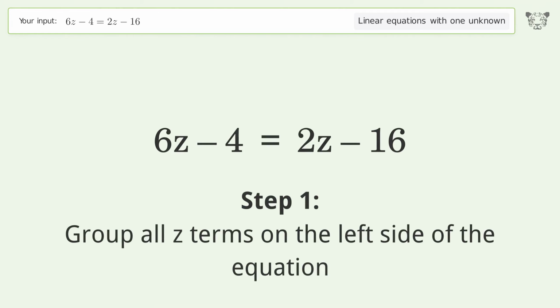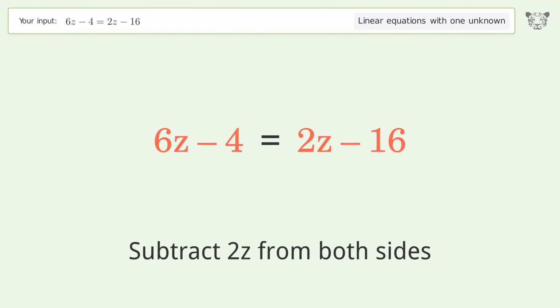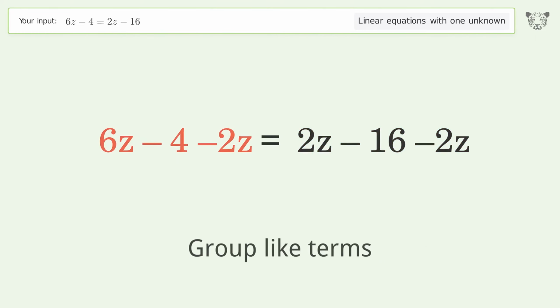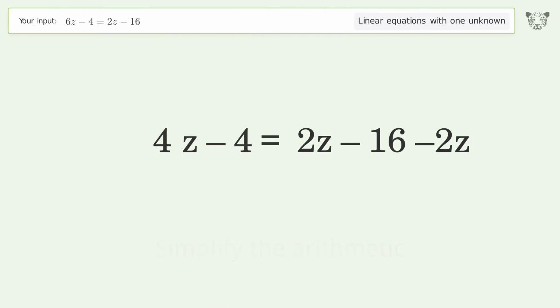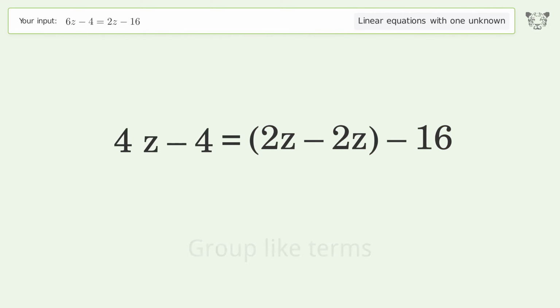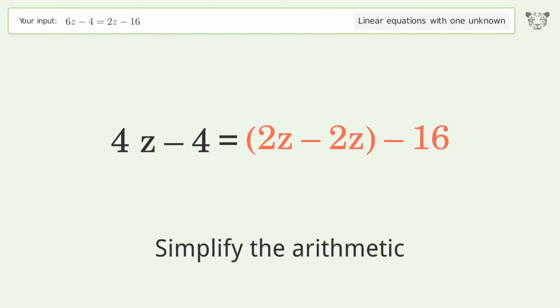Group all z terms on the left side of the equation. Subtract 2z from both sides. Group like terms. Simplify the arithmetic. Group like terms. Simplify the arithmetic.